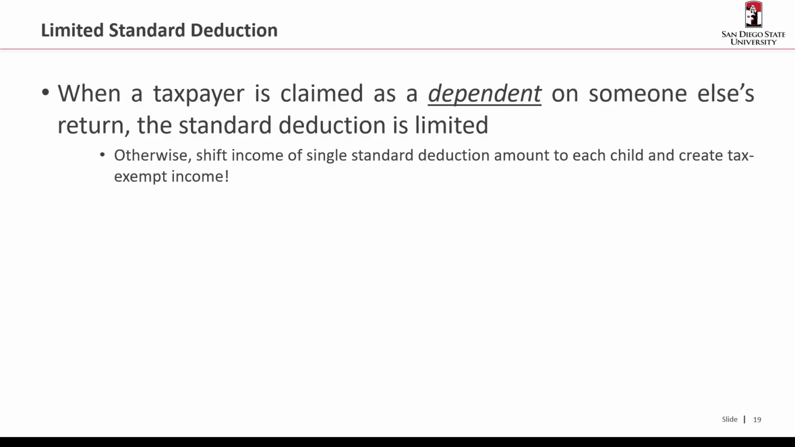So when a taxpayer is claimed as a dependent on someone else's return, the standard deduction is limited. So if, for example, your parents claim you as a dependent on their tax return, that means they're using you for part of the calculation of their tax liability. Now, you may work on your own and have to file your own tax return. That's fine, but what happens is you get a reduced standard deduction.